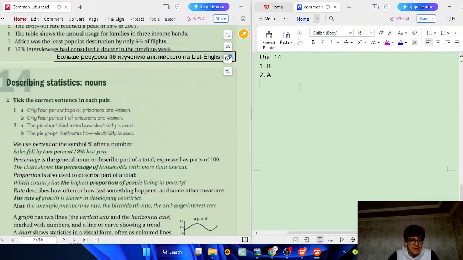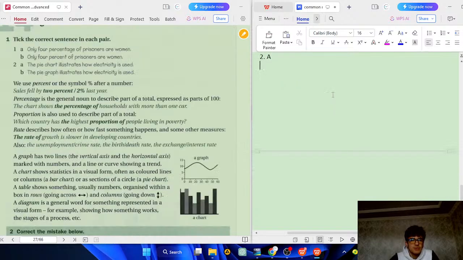Anyways, we use percent or the symbol percent after numbers. Sales fell by 2% or 2 percent last year. Percentage is a general noun describing part of a total expressed as part of 100. The chart shows the percentage of households with more than one car. Proportion is also used to describe part of the total. Which country has the highest proportion living in poverty?